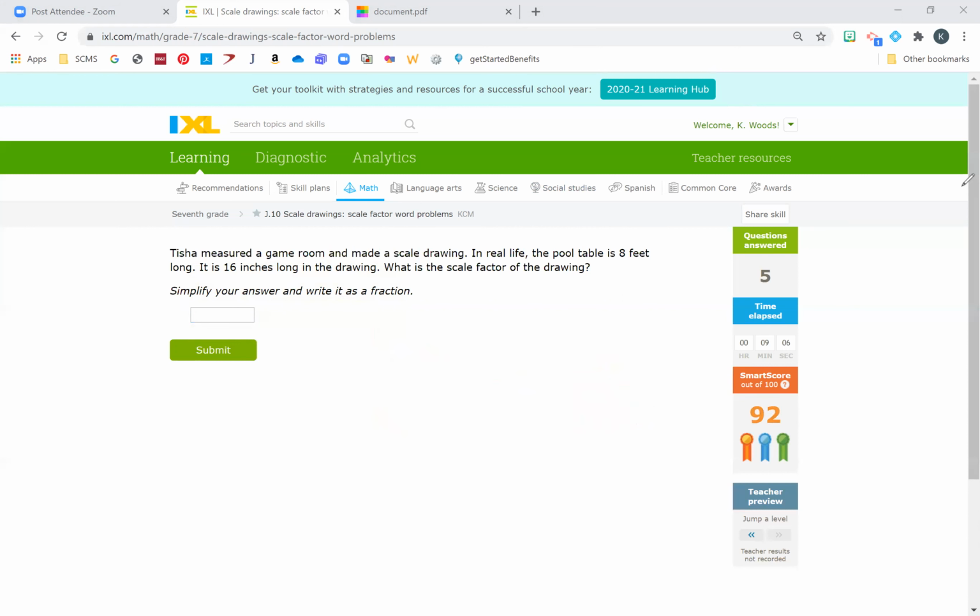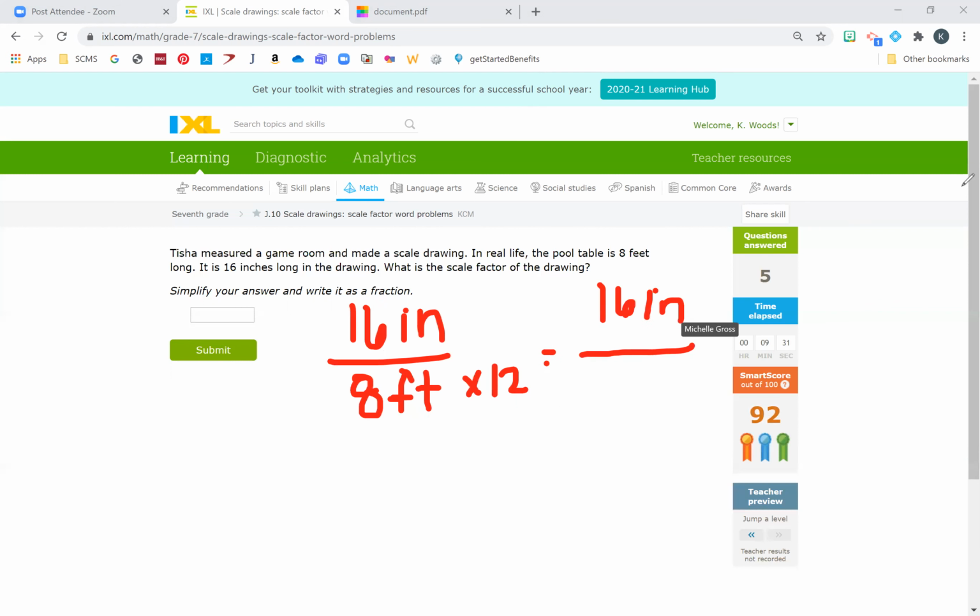Tisha measured a game room and made a scale drawing. In real life, the pool table is 8 feet long. It is 16 inches long in the drawing. What is the scale factor of the drawing? So since inches is smaller than feet, we're going to put 16 inches on top, and we're going to put 8 feet on bottom. And remember, there are 12 inches in a foot, so we're going to multiply that by 12. So we'll have 16 inches, and 8 times 12 is 96. So 16 inches over 96 inches, and now we need to simplify.